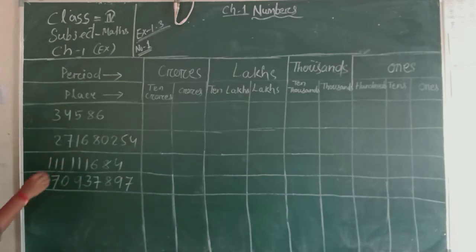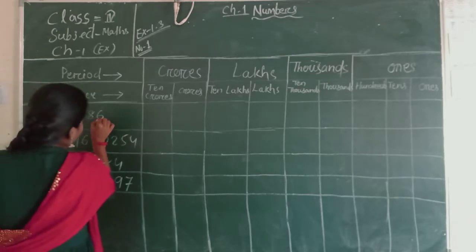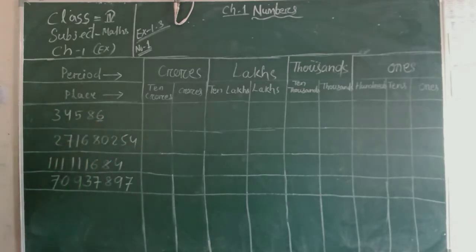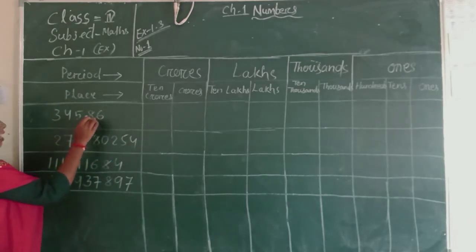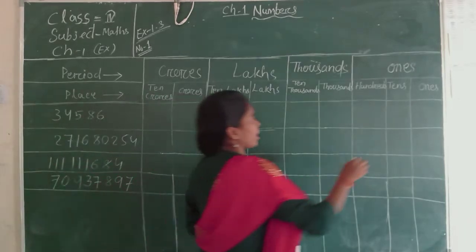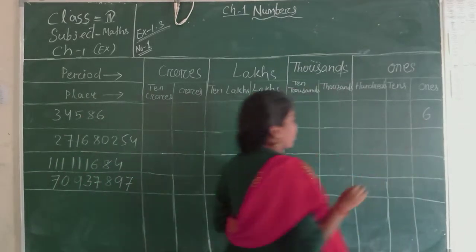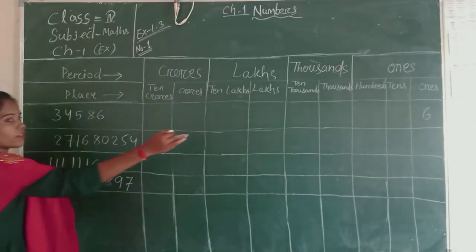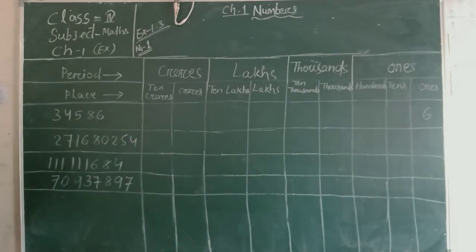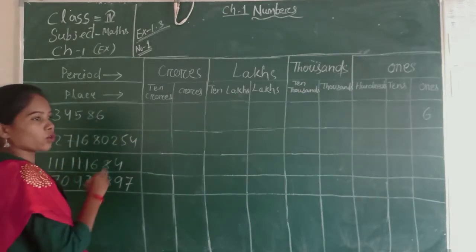Your first number here has 3, 4, 5, 8, 6, digits present. So 6 is in which place? 6 is in your 1's place. So you have to write this 6 in the 1's place. Always write the digit from right to left. Don't write the number from left to right.